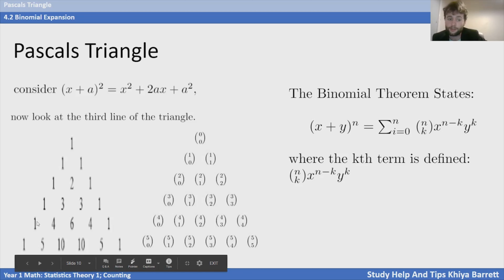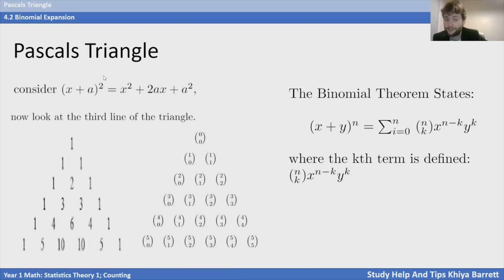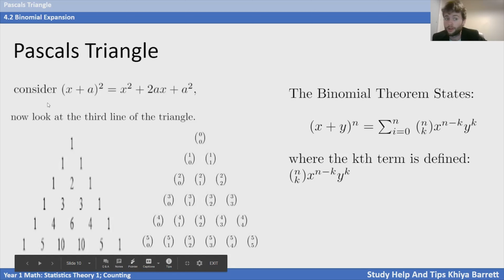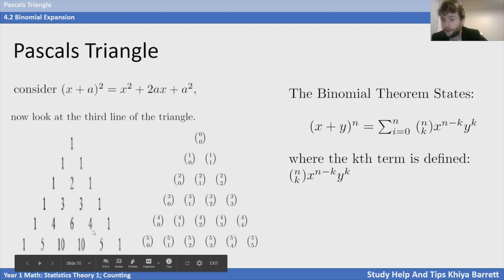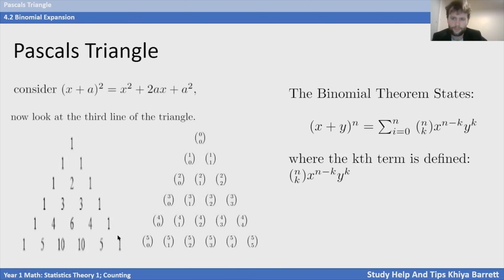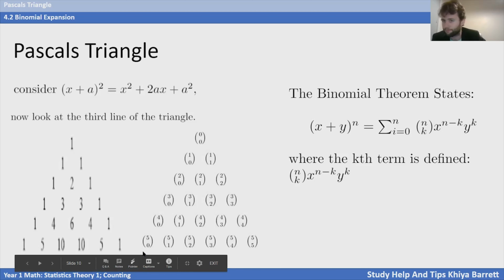It's x raised to the 4 plus 4x cubed a plus 6x squared a squared plus 4xa cubed plus a raised to the 4. You get it? You literally just read this off. Simple.